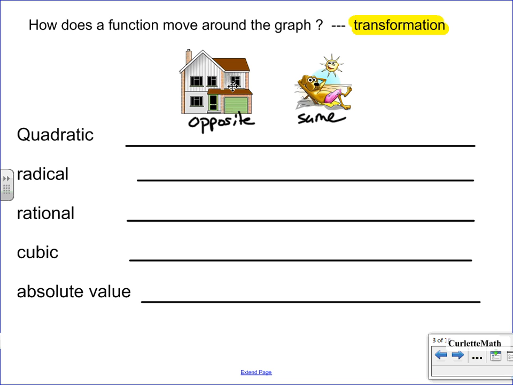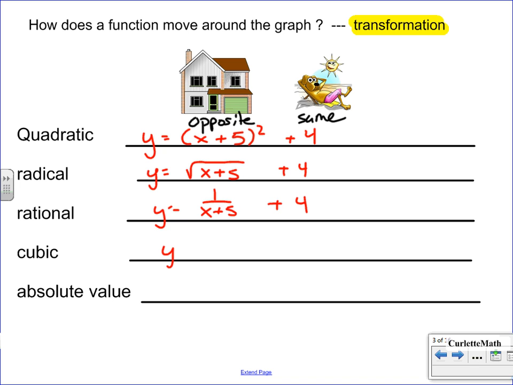So, what do I mean by this? Well, when we have equations for a quadratic, maybe y equals (x plus 5) squared plus 4; a radical, y equals the square root of (x plus 5) plus 4; a rational, y equals 1 over (x plus 5) plus 4; a cubic, y equals (x plus 5) cubed plus 4; and for an absolute value, y equals the absolute value of (x plus 5) plus 4.